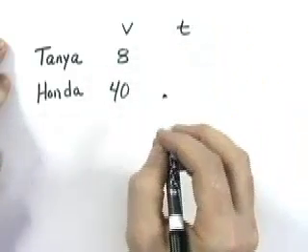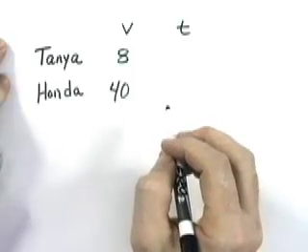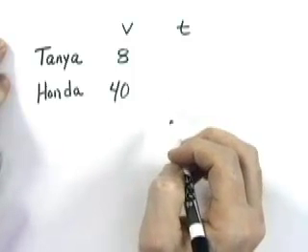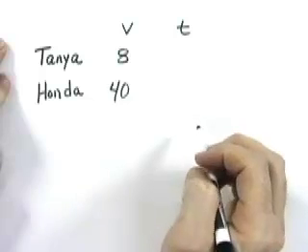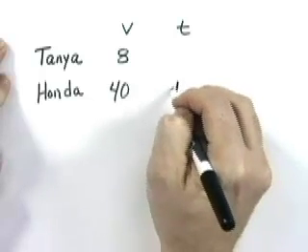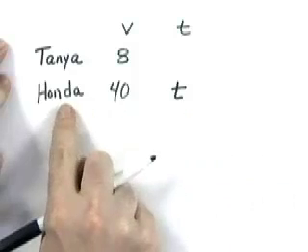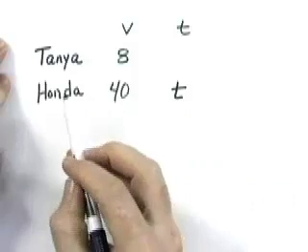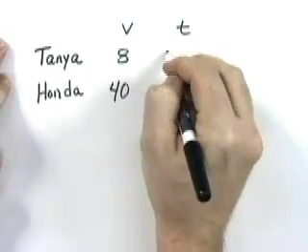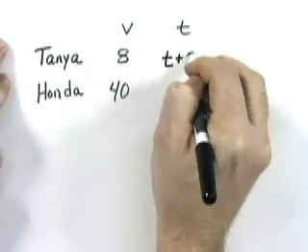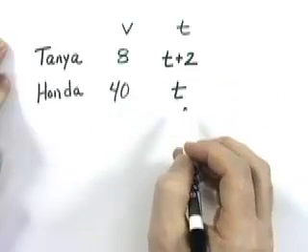Well, the time is what we don't know. In fact, from the problem, we want to know how long it will be before the Honda catches up to Tanya. Let's call that our unknown. So T is going to be the amount of time that the Honda is traveling. Because Tanya left 2 hours earlier, Tanya is going to be traveling for T plus 2 hours.